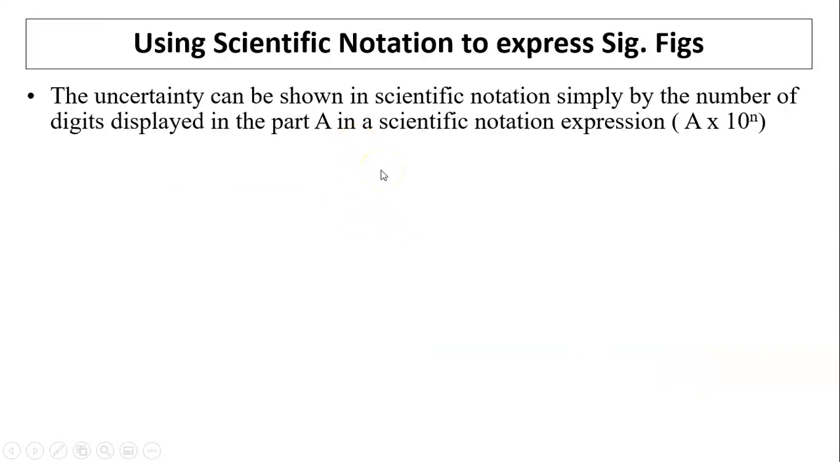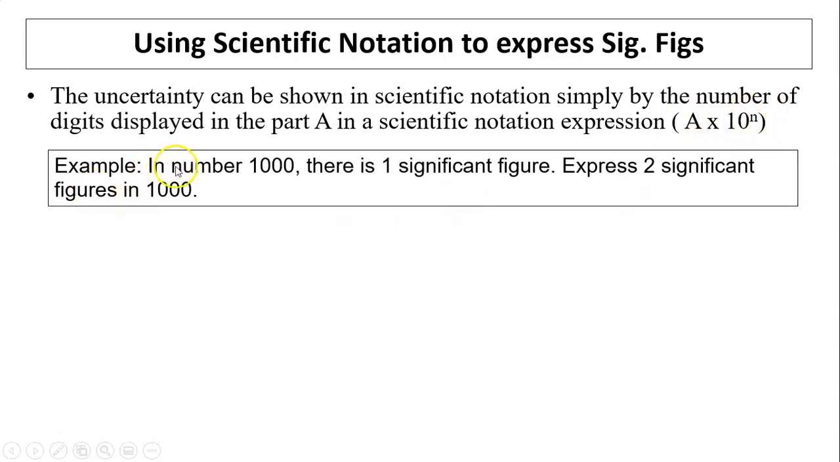The next one I do want to talk about is that sometimes we have to use scientific notation to express significant figures. Uncertainty can be shown in scientific notation simply by the number of digits displayed in part A. Remember, scientific notation is A times 10 to the n. Whatever number is in front tells us the total number of significant figures. For example, if you have 1,000, there is 1 significant figure. How do I express 2 significant figures with 1,000? I have to use scientific notation, which is just 1.0 times 10 to the 3.